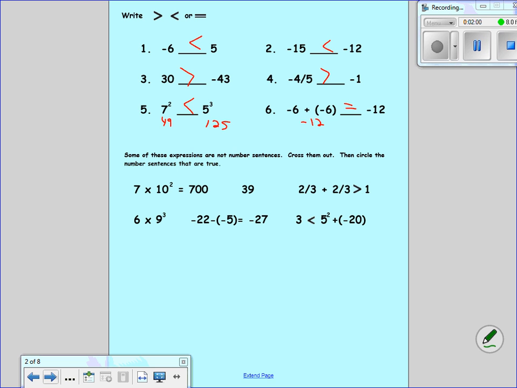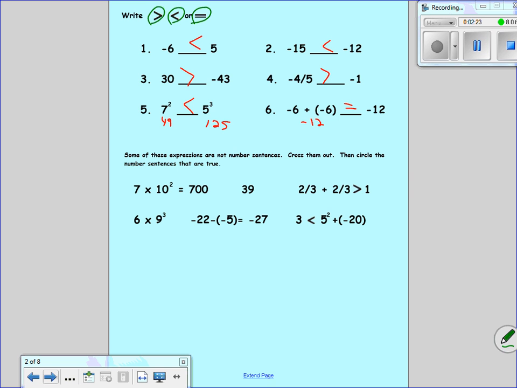All right, so this next set of data. Some of these expressions are not number sentences. Cross them out. Then circle the number sentences that are true. You will see a problem exactly like this on your assessment in a couple days, so please watch carefully. First of all, in order for it to be a number sentence, it must have one of these: greater than, less than, or equal symbol.